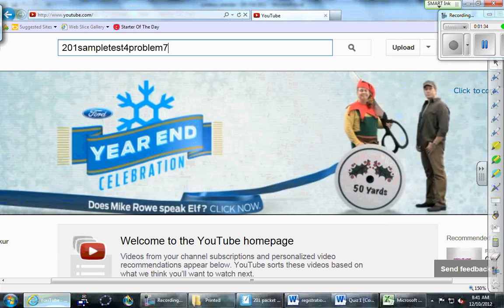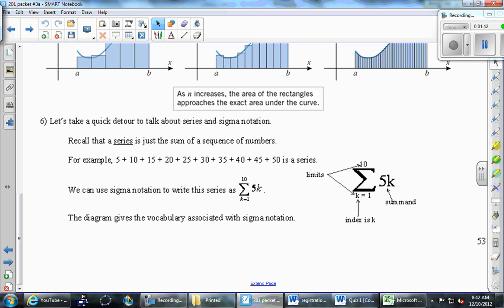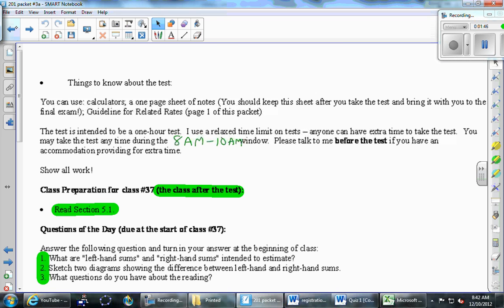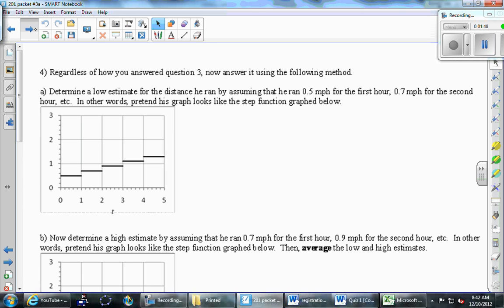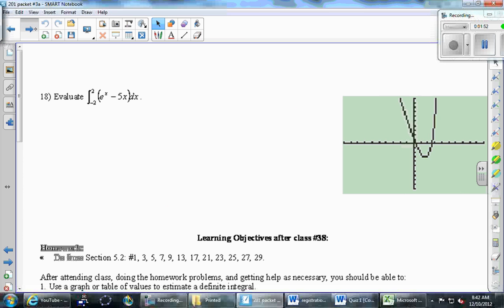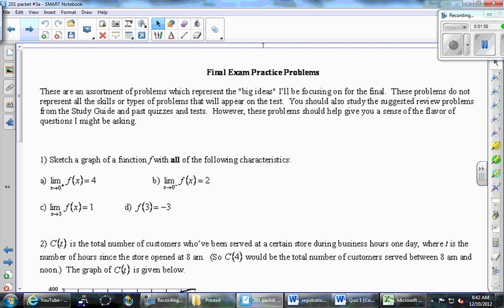I sent an email on Friday about the videos for the sample test problems for the final exam. Let's just make sure we can find these things here. There are some sample test problems in the packet. I don't know exactly where they are, 50 something, I think. There we go. On page 58, you'll find some practice problems for the final exam.